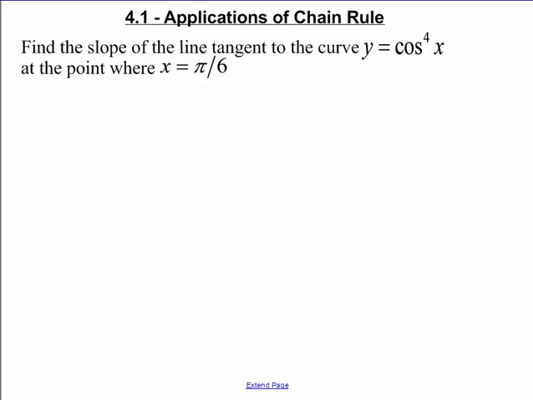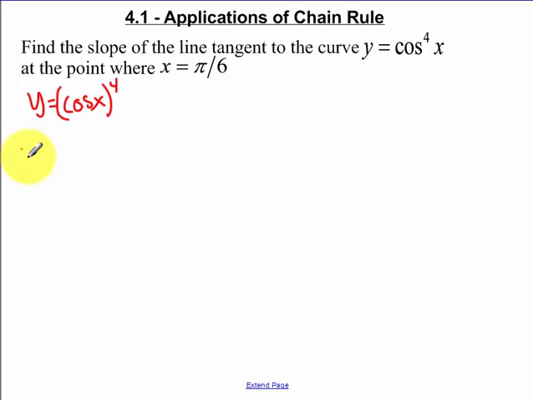Today we're going to be dealing with some applications of the chain rule, how we're going to be using this chain rule in a lot of examples. So our first example, find the slope of the tangent line of the curve y equals cosine to the fourth x. So remember that this means y equals cosine x to the fourth power.